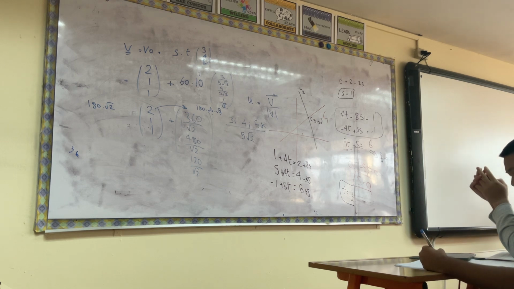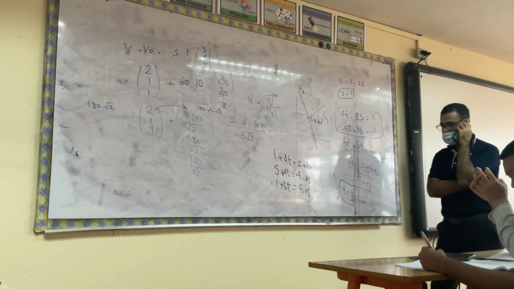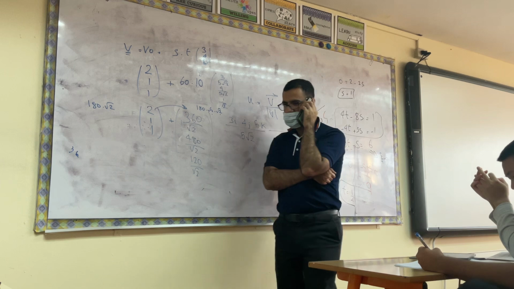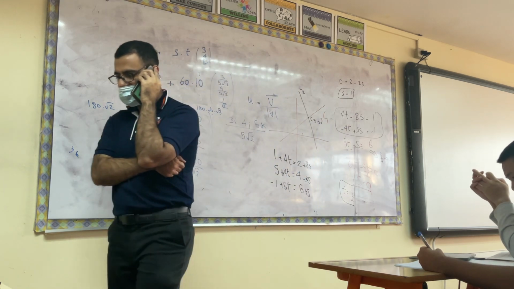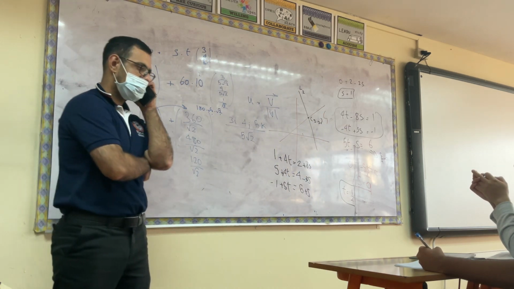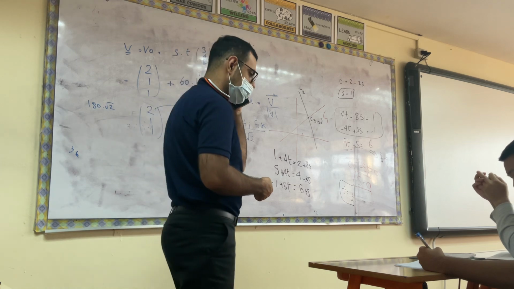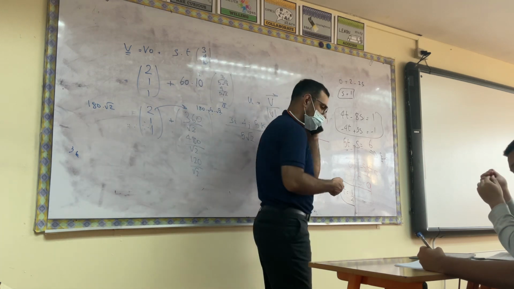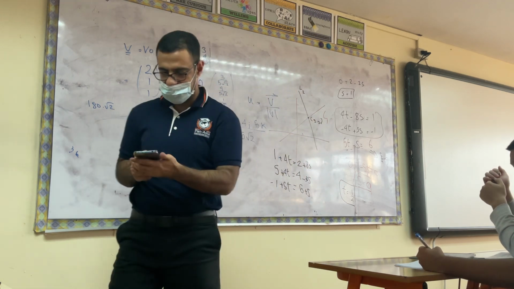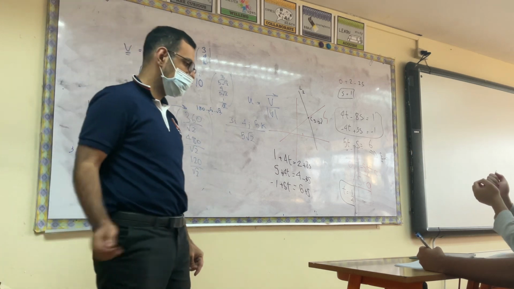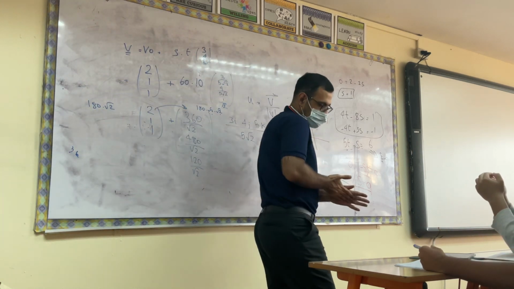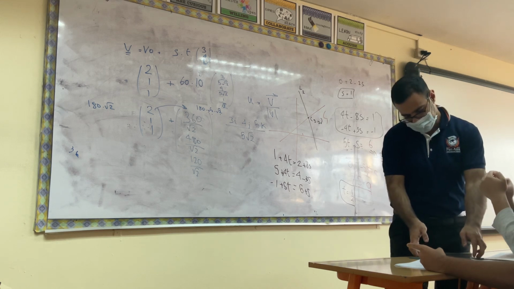Oh, this is easy. We have displacement. We have u initial. Where's speed? How do you find speed? No, velocity and speed are the same thing. Just that one of them is a vector, one of them is a scalar.